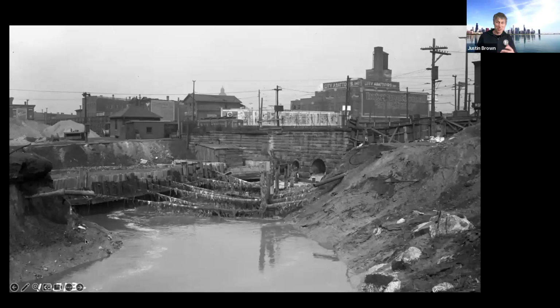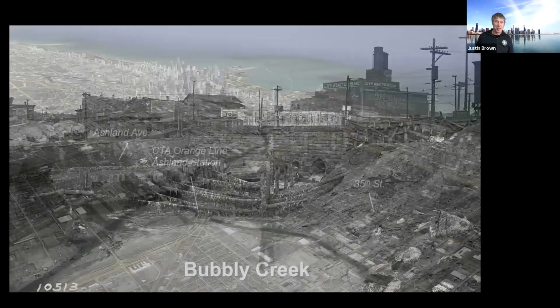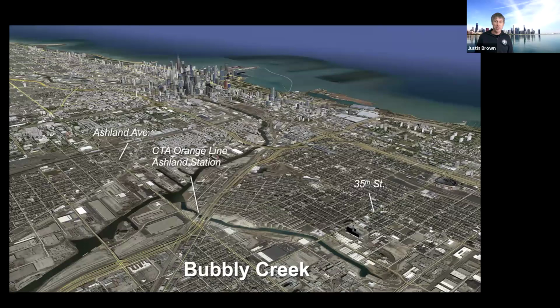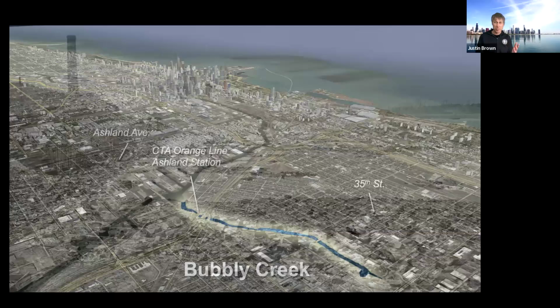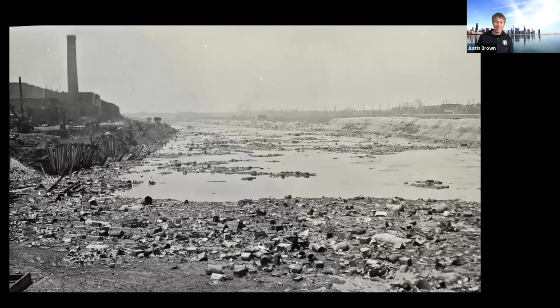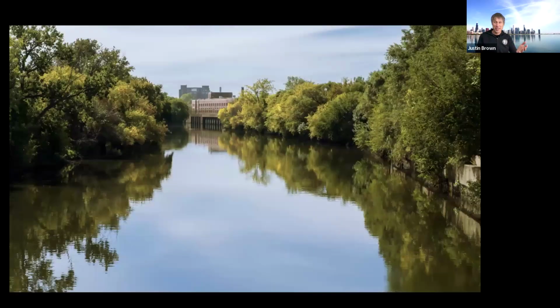And here's a picture of what that looked like. This is the 39th Street sewer emptying into Bubbly Creek, which is a small tributary to the south branch of the Chicago River. Here's another view of Bubbly Creek. Again, this is the result of raw sewage going straight into the river. This is what you get. Now, here's a picture I took of Bubbly Creek a few years ago, and you can see it looks way different. And the difference is today, sewage comes to our plants to be cleaned, and we release clean water to the river.